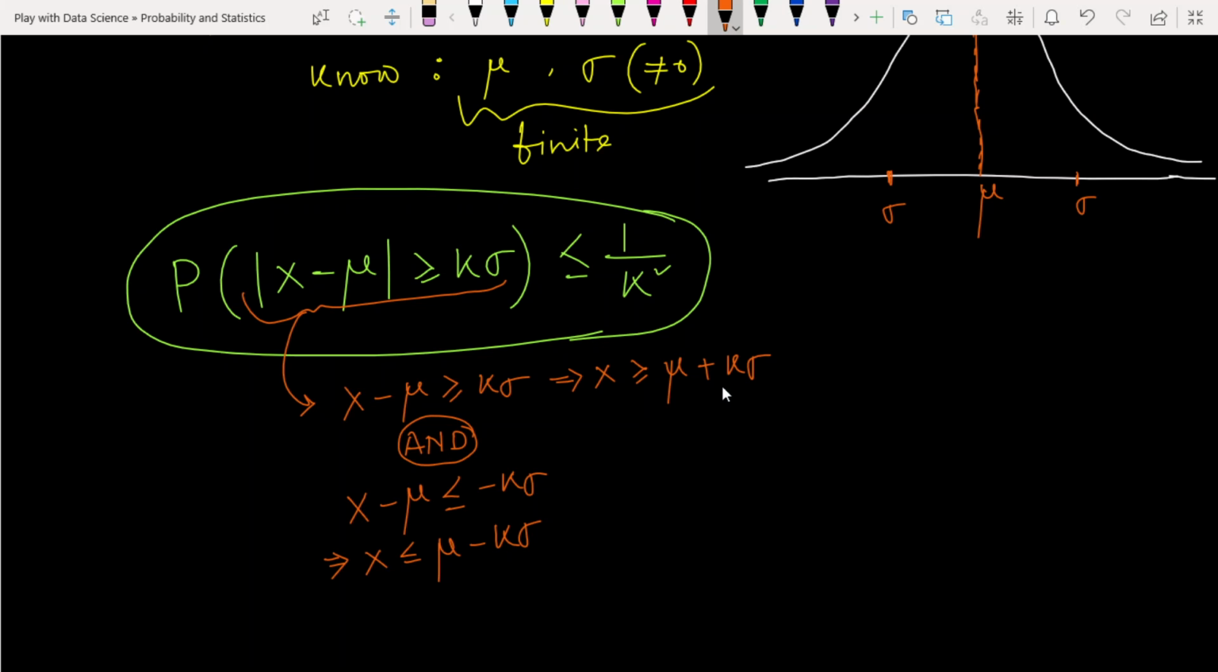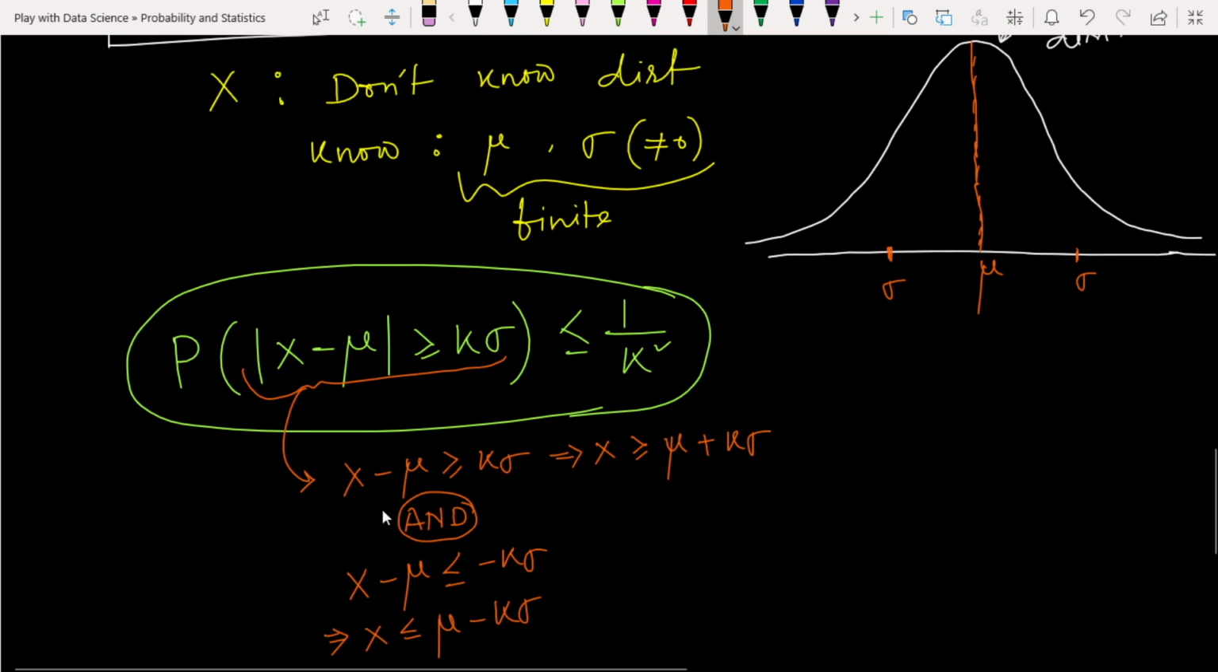If we take the insight, this means x is greater than or equal to mu plus k sigma. Suppose the distance from here to here is k sigma. From here to here we have k units of distance. Don't be confused about this; suppose we take it for better understanding.